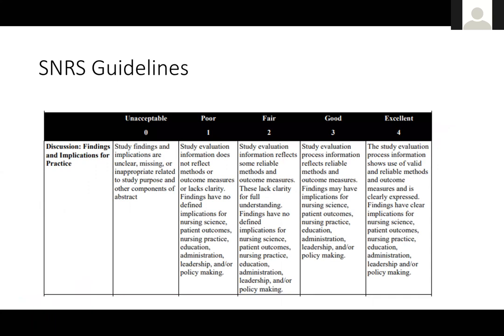So when we review it, we look to see if you've really evaluated your outcomes, if there were findings that weren't really what you expected, maybe an explanation of what you think might have happened, and then show that your findings have clear implications for nursing science, for patient outcomes, nursing practice, education, administration, leadership, or policy making, whatever your abstract is for. But if you don't really summarize your conclusions and then draw what the implications of this are in your discussion section, you really won't get a high rating there.